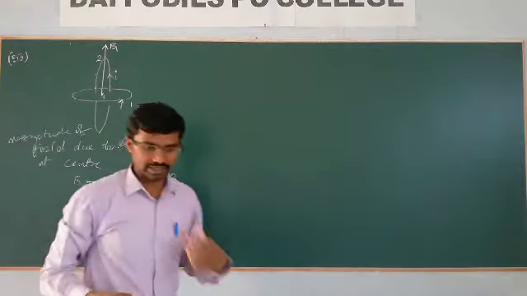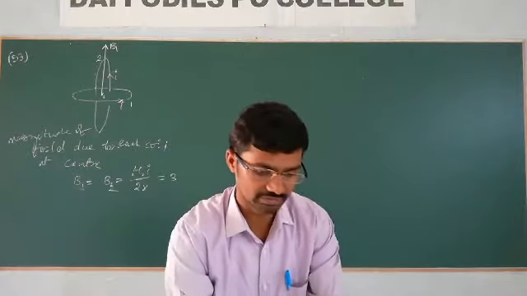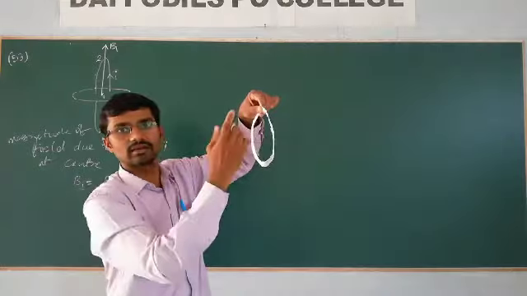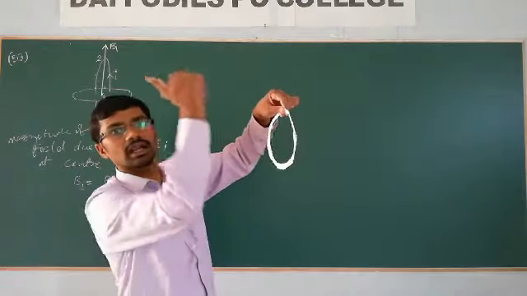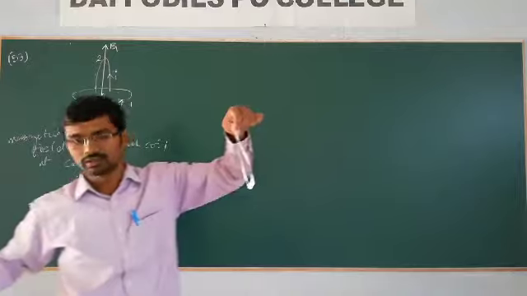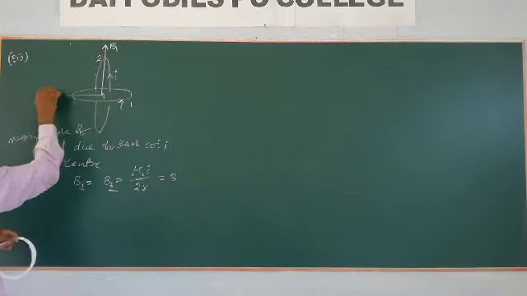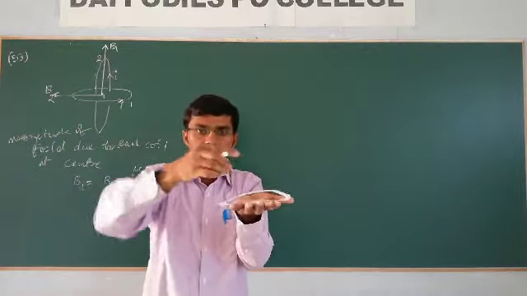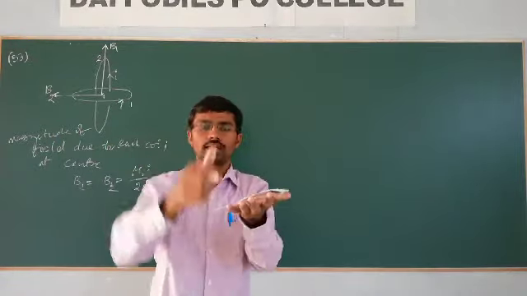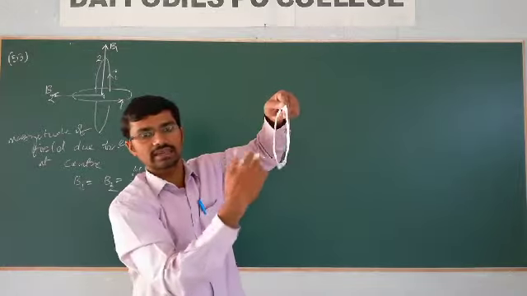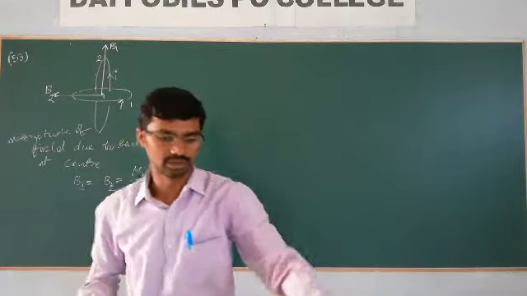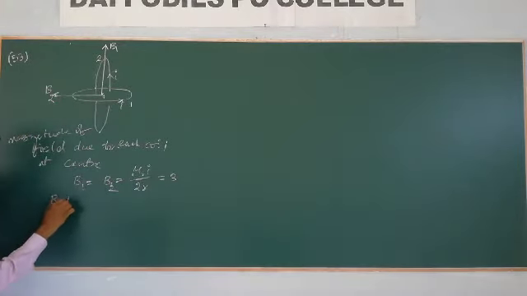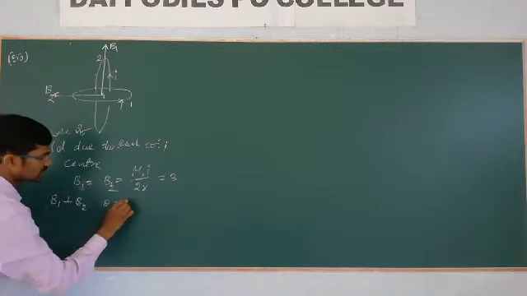Similarly, if you take a ring like this, carrying current in this direction, what is the direction of the magnetic field? Towards this direction. Now B2 is in this direction. So for the first one the field is upward, and due to the second one the field is in this direction. If you observe clearly, B1 and B2 are perpendicular to each other.